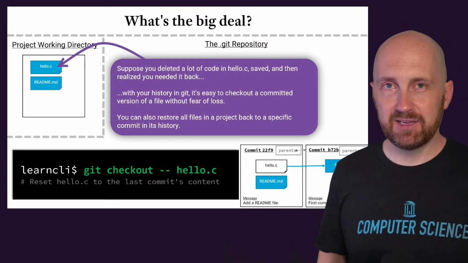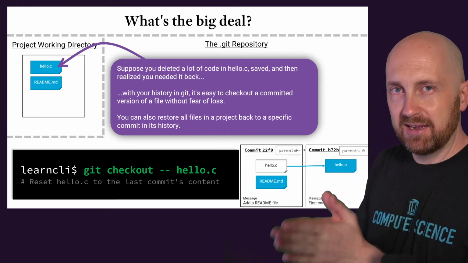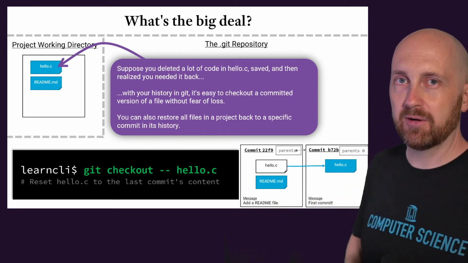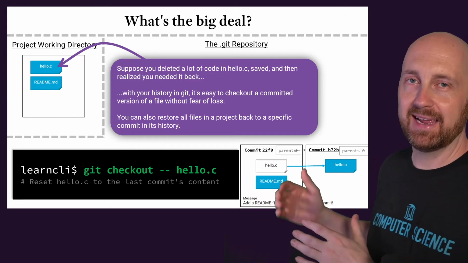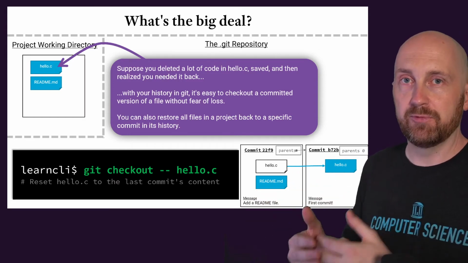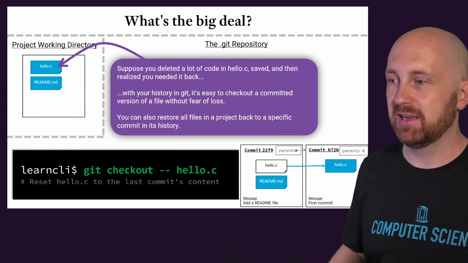So the big deal is, as long as we've made commits as we're making progress on our projects, we can easily revert back to those places. We're creating a sort of proof of work, or a trail of work, that we can easily get back to.